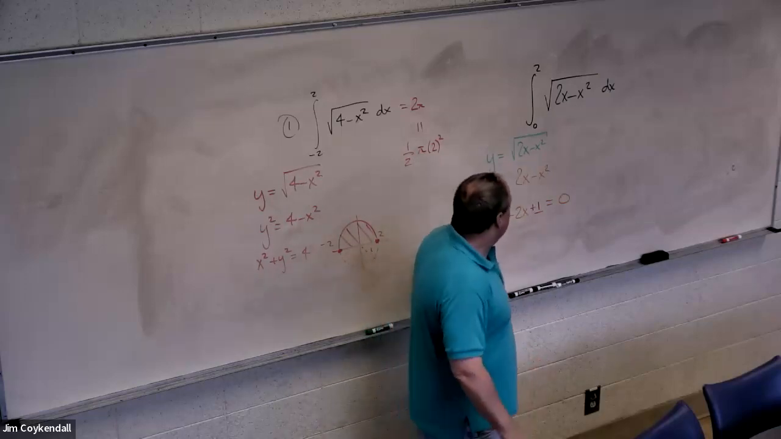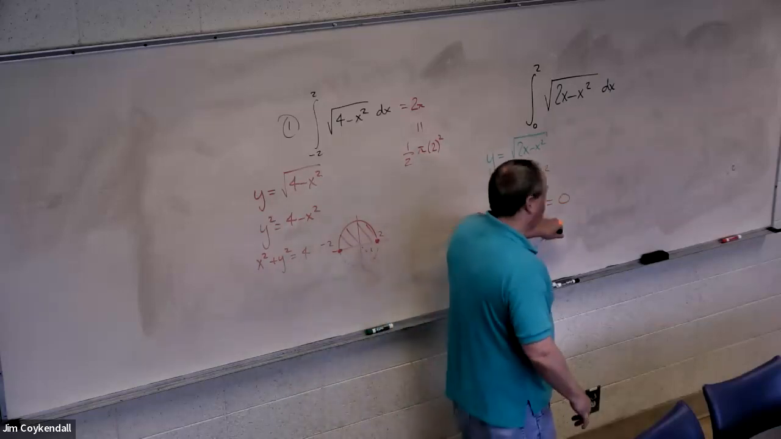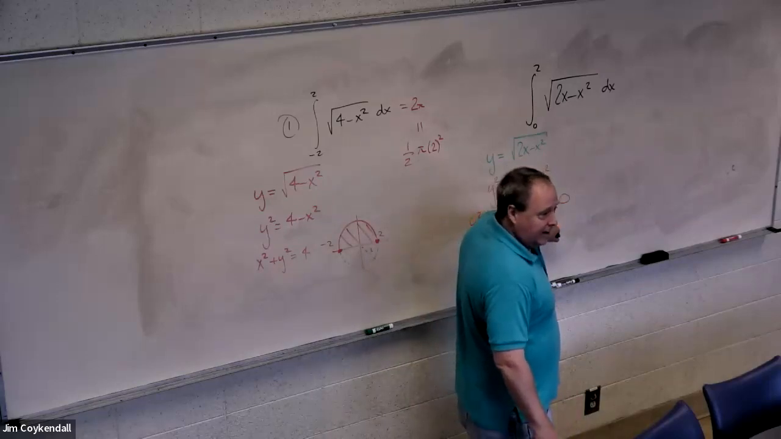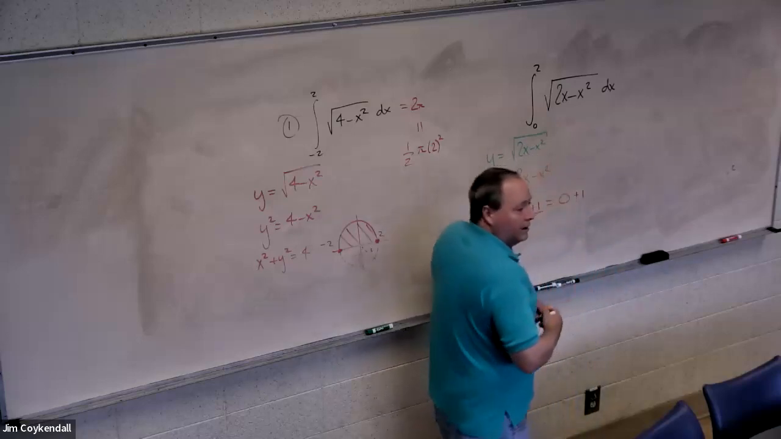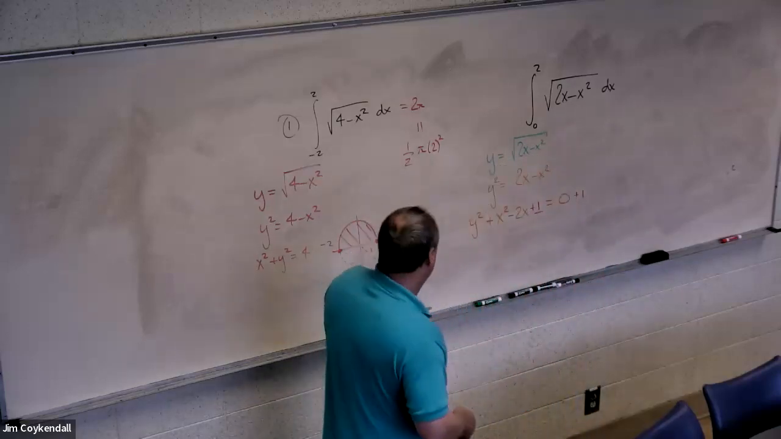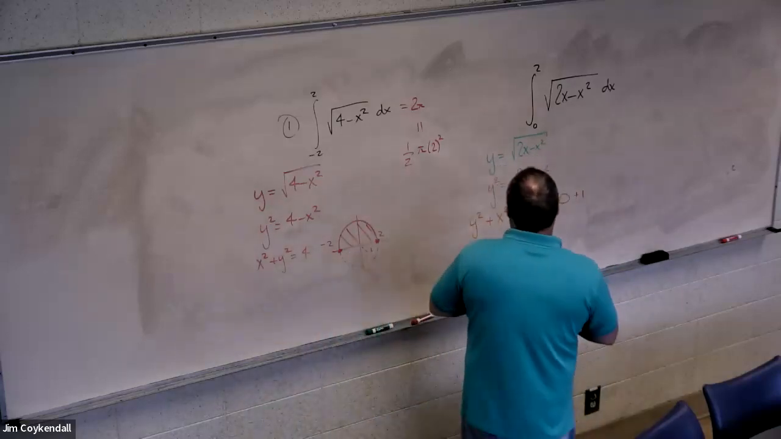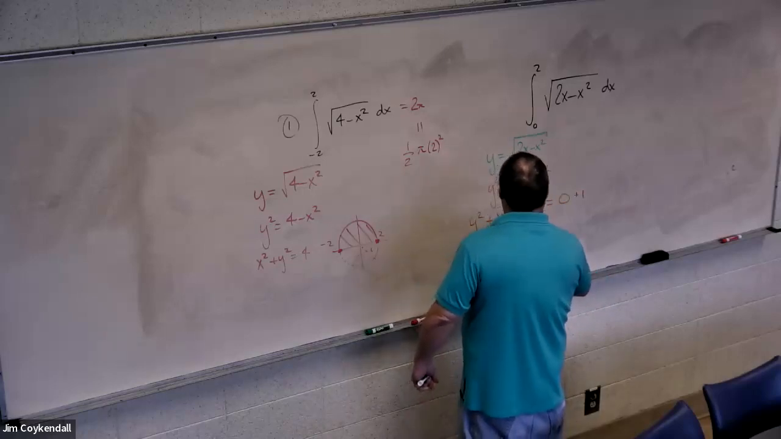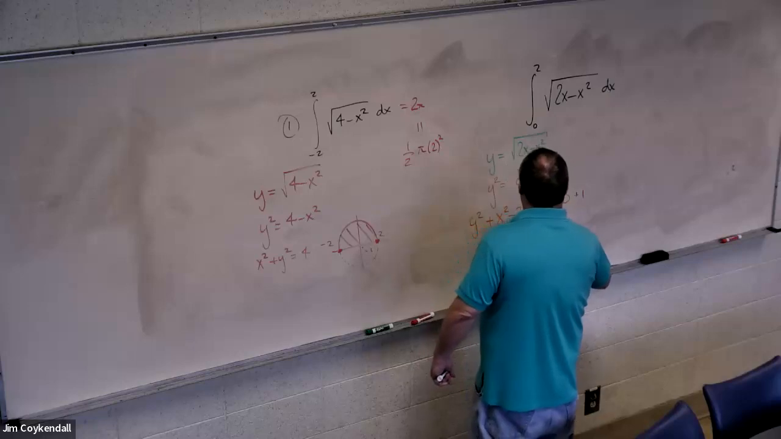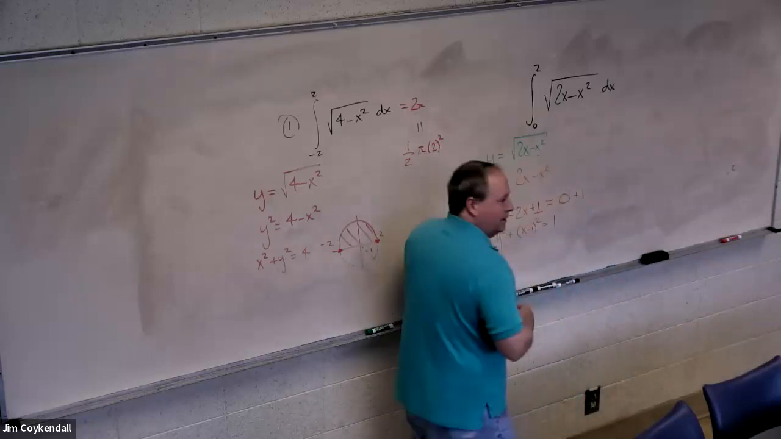Right here. Now, remember, I'm not done with this because I added one. You don't get something out of nothing here. So if I add one here, I better do it over here. So what I get at the end of the day is y squared plus x minus 1 squared equals 1.